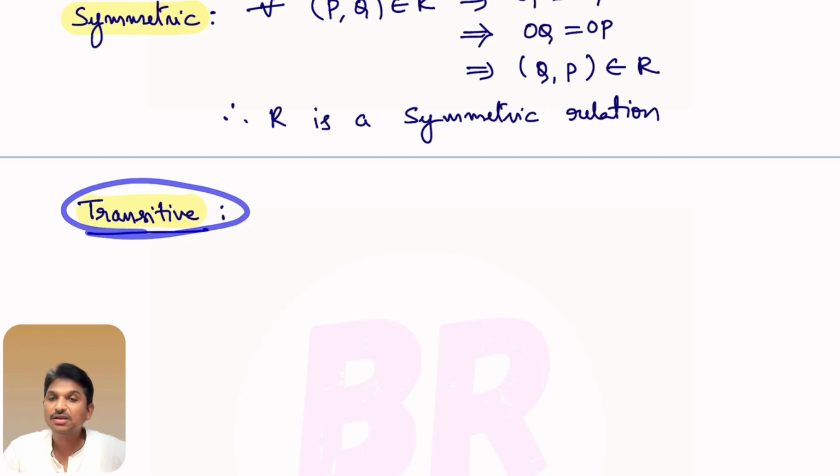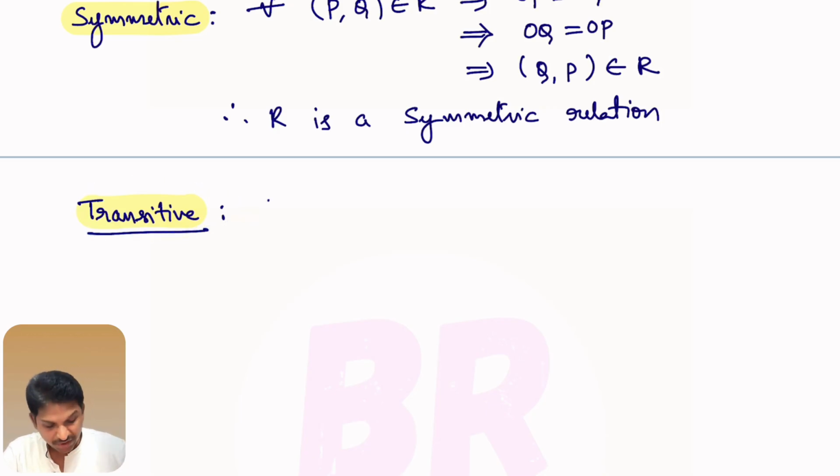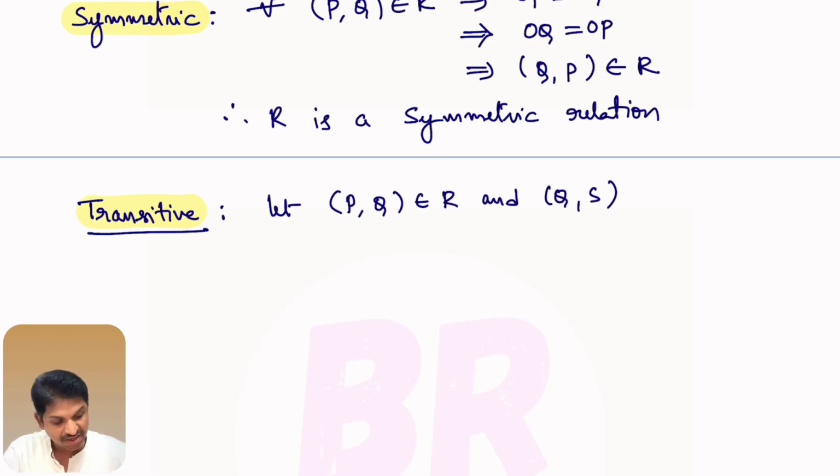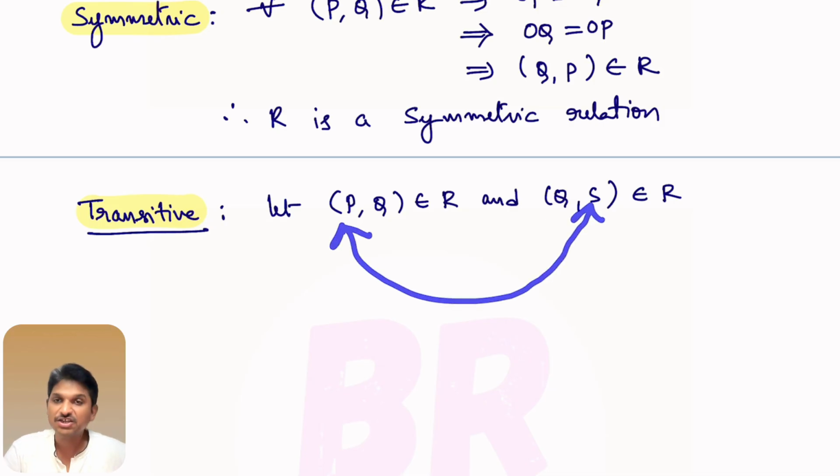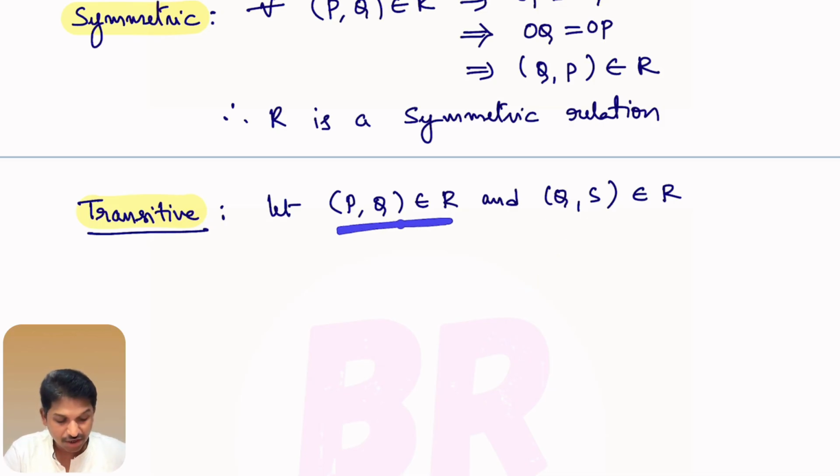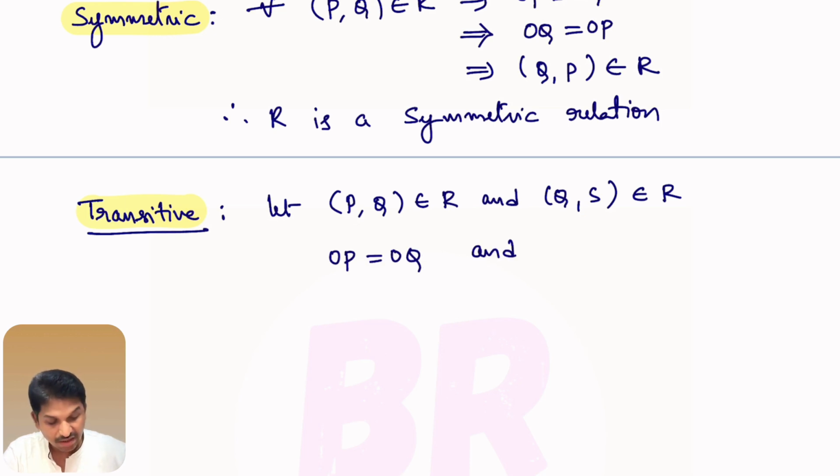Now I need to check whether the relation is transitive or not. For that, I'll take two ordered pairs. P comma Q belongs to the relation R, and Q comma S belongs to the relation R. See, I have taken P comma Q and Q comma S belongs to the relation. Now I need to check P comma S is there in the relation. As I have taken the ordered pair P comma Q belongs to R, from this I can write OP equal to OQ. And as I have taken Q comma S belongs to R, I can write OQ equal to OS.